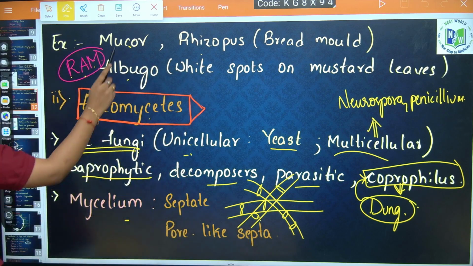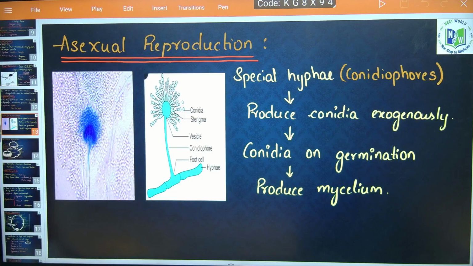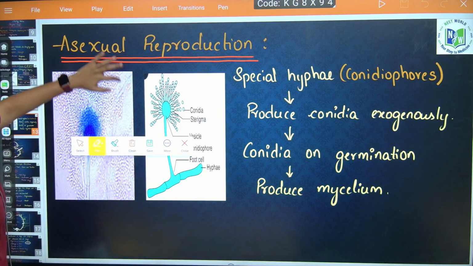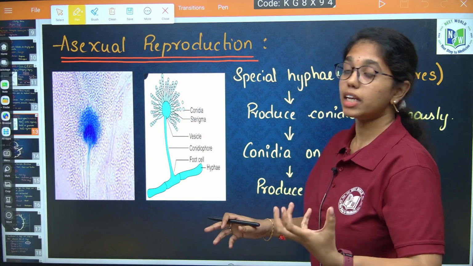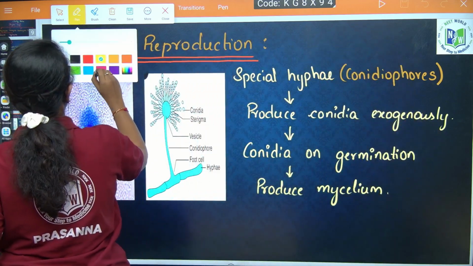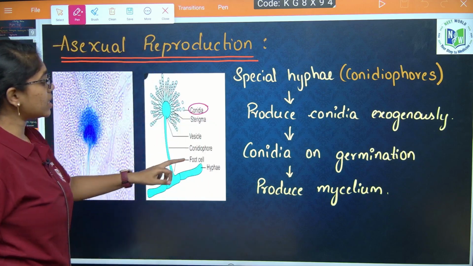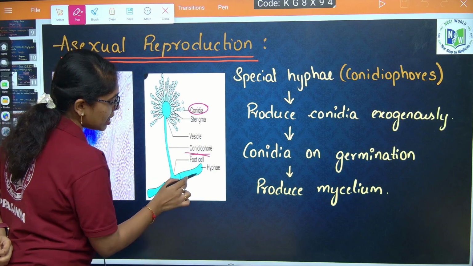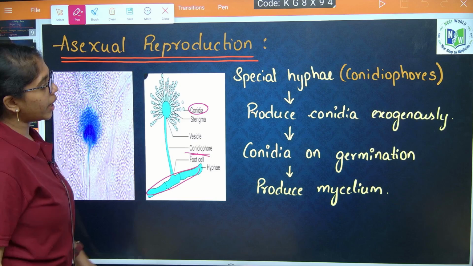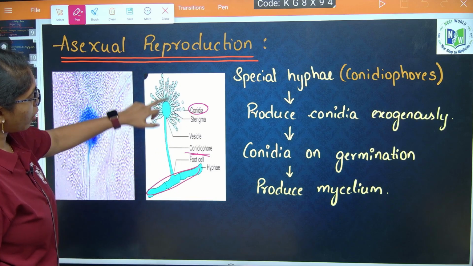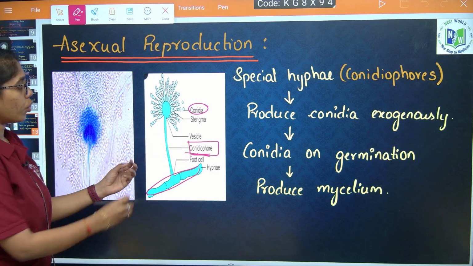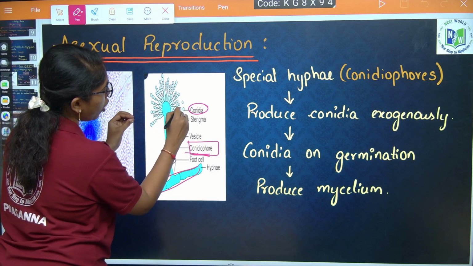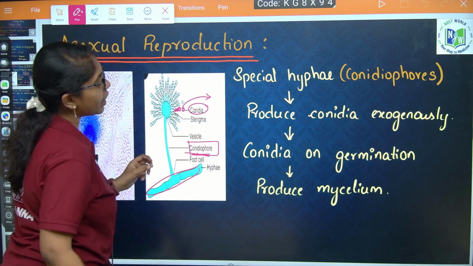Next, asexual reproduction. Fungi in Ascomycetes conduct asexual reproduction by the release of conidia. These conidia are released through conidiophores. If this is the hypha, they produce conidia exogenously by forming fruiting bodies called conidiophores. Conidiophores form conidia outside and liberate them.